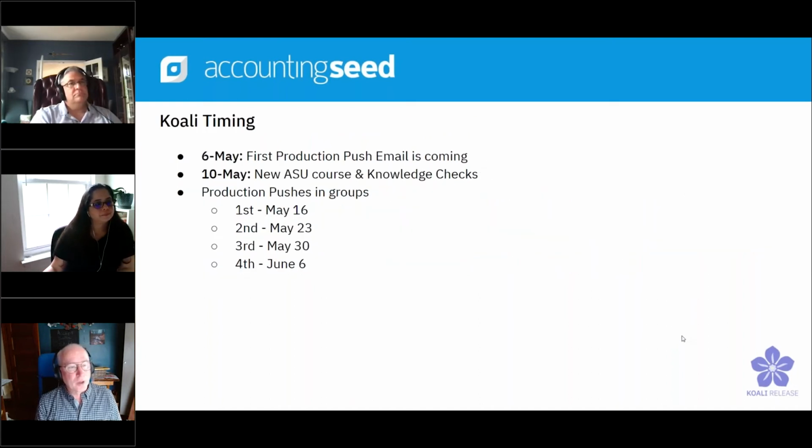Timing: May 6th, we do the first production push. The email is coming on the 10th. ASU and the knowledge checks go live. And then on Sunday the 16th, we begin our production pushes, and then we will push every week on Sunday for the next 4 weeks. So we will be finished on June 6th, rolling Koali out to all of our customers.